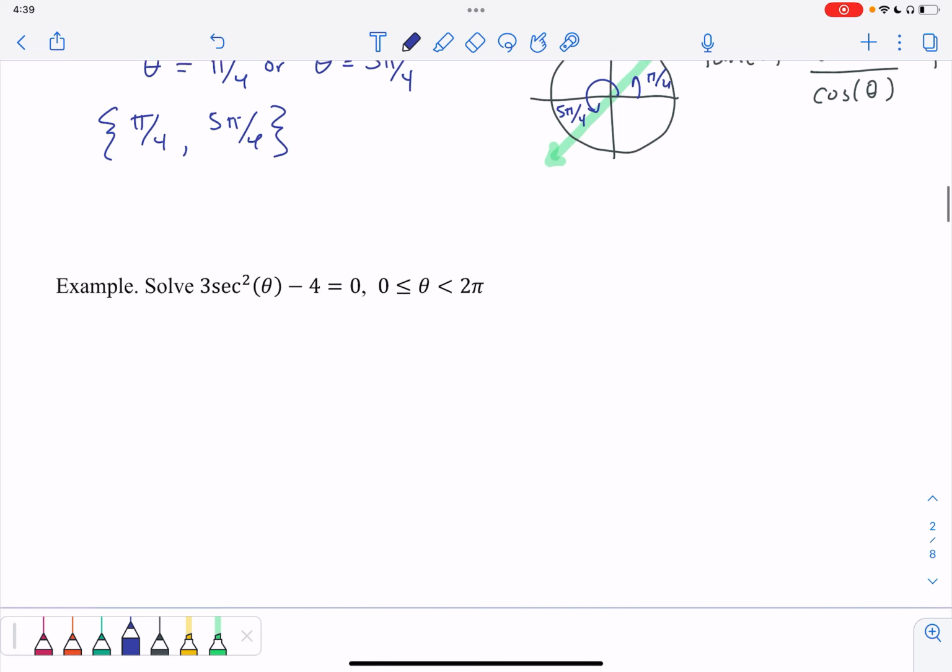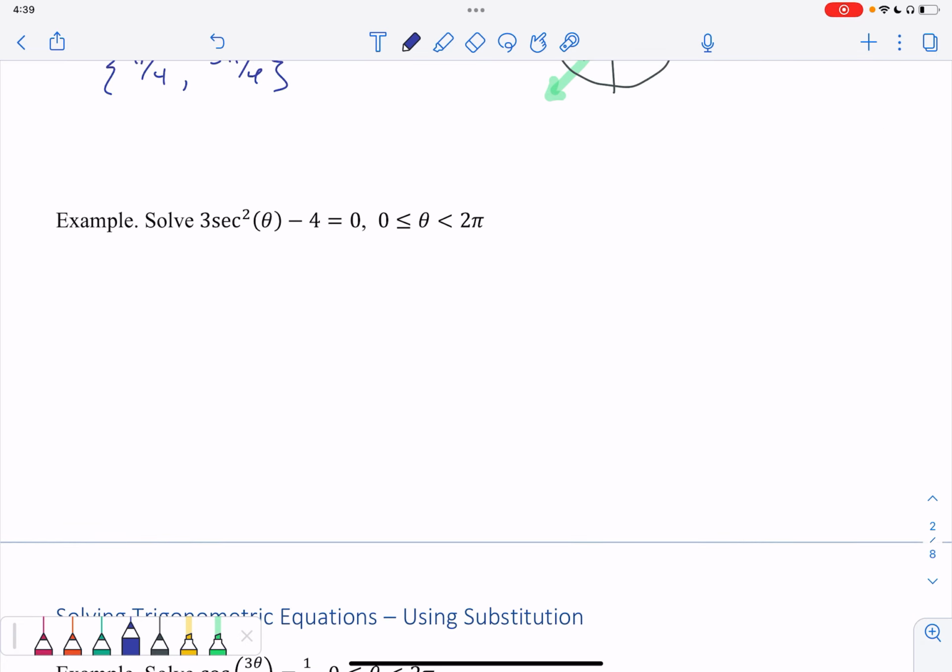Okay. All right, this one, it's getting maybe a little more interesting. We still have that domain constraint, and again, I'm going to try to use the unit circle. So first thing I'm going to do is I say, this is 3 times secant squared of theta minus 4 equals 0. So this big secant squared theta thing, I'm going to try to isolate that before I isolate theta. So I'll start by just adding 4 to both sides.